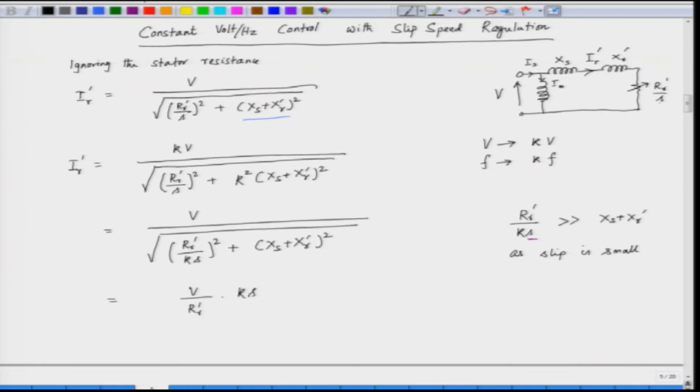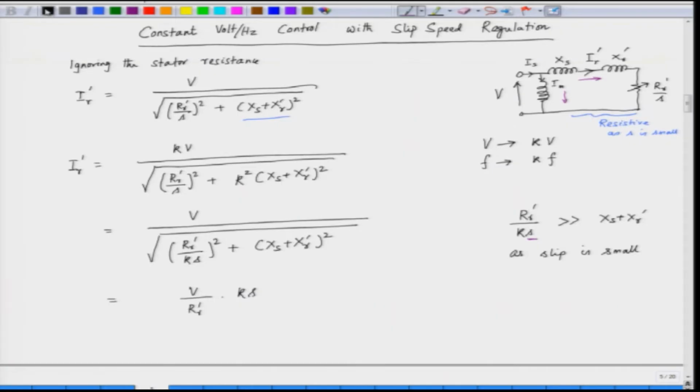Since the slip is very small, the rotor circuit is predominantly a resistive circuit, because s is very small. If s is close to 0, the rotor resistance term R r prime by s is a very large value. So, since s is small, the leakage reactances can be ignored and the circuit is mostly resistive. So, the rotor current I r and the magnetizing current I m are in quadrature.